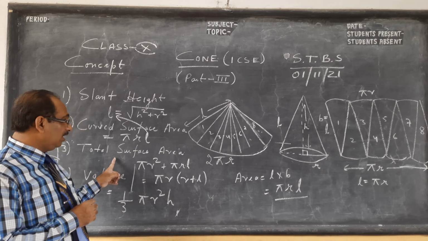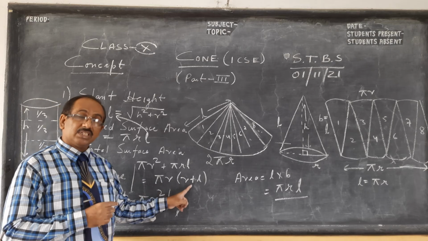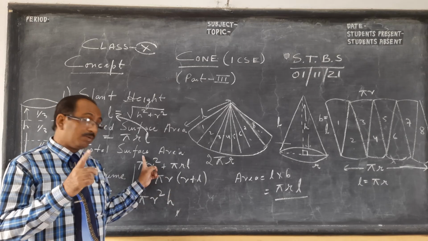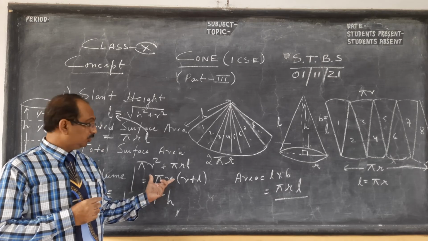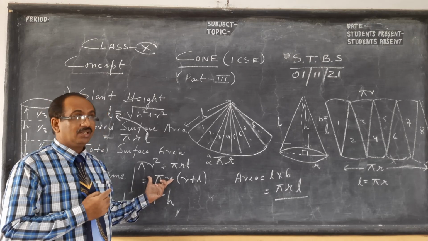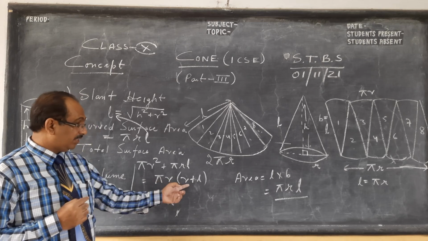Total surface area of a cone is pi r (r plus L). Total surface area of a cylinder, if you remember, is very similar: 2 pi r (r plus h). Okay, there we have height, here we have slant height.